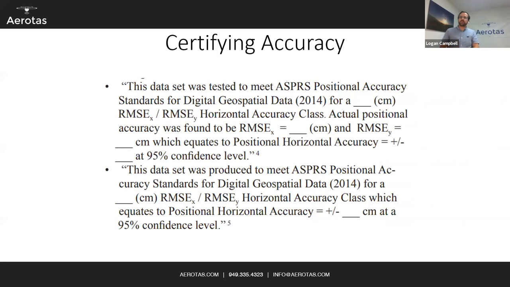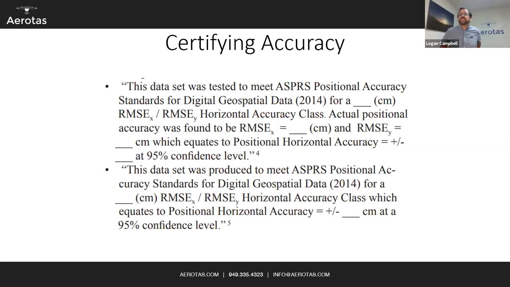For actually certifying the accuracy as well, the ASPRS has a whole bunch of information here about the language that you use to certify it. There are two different standards. There's one called a tested to meet standard, which is that top one, and the second version called a produced to meet standard. This is the language of how you can actually certify the accuracy on individual projects. The tested to meet means that you followed every single step of the ASPRS positional accuracy standards, and you tested it, and here's its accuracy class.